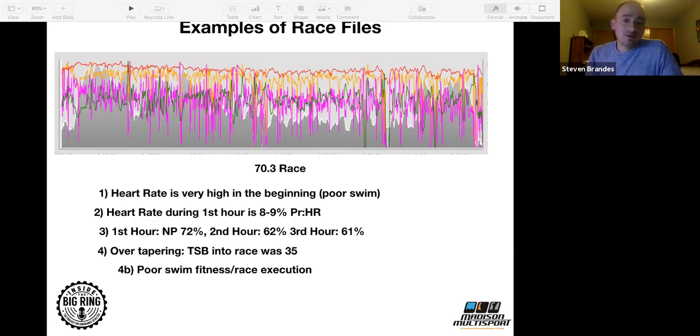Why does this happen? Poor swimming, poor execution, poor swim fitness, also over tapering. When we look back on this, the freshness factor of this athlete going into this race was 35. It's really high. And again, I wrote in there, poor swim fitness, poor race execution. Did you start too fast? Did you not put in many 2,000-yard sets? Did you just do a bunch of whatever?